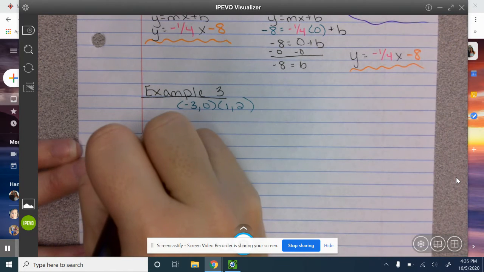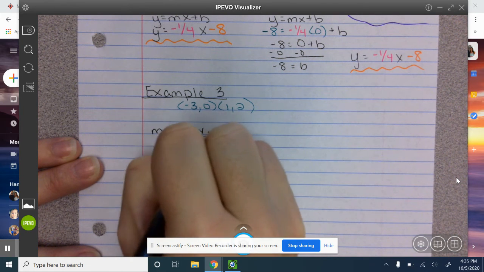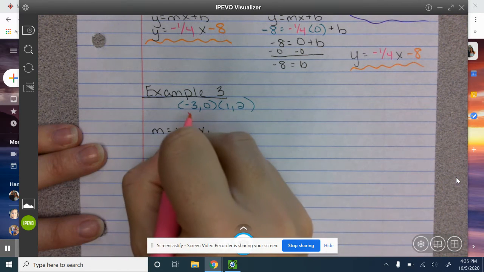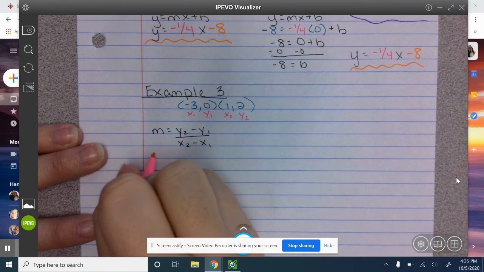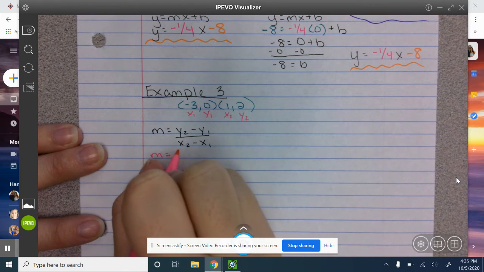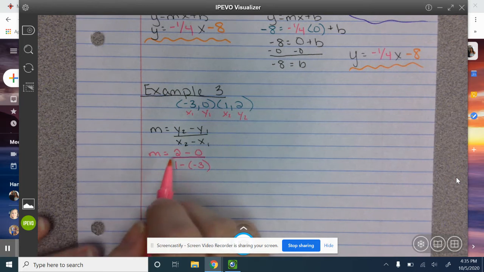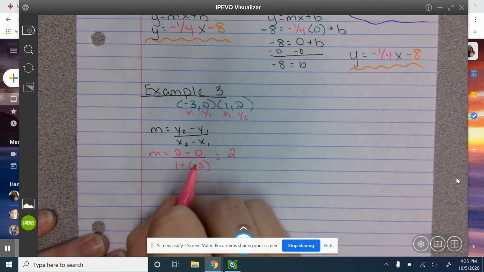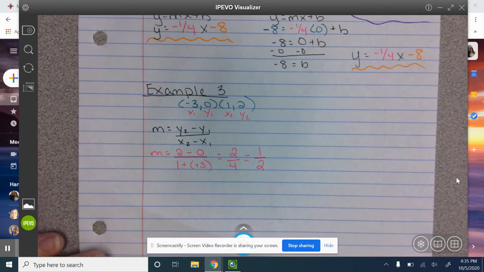So the first thing we need to do is find our slope. And remember, m equals y2 minus y1 over x2 minus x1. And so I'm just going to label our points up here and then plug in. We're going to have 2 minus 0 over 1 minus negative 3. 2 minus 0 is 2. 1 minus negative 3, if you keep change, will give you 4. And 2/4 is simply 1/2.